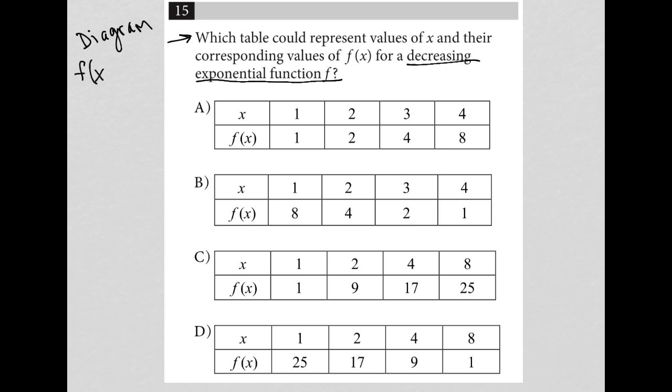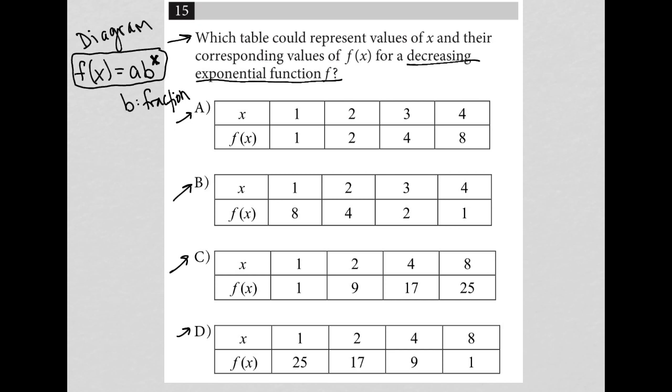this. f of x is equal to a b to the x power, right? That's what makes it exponential. And because it's decreasing, I know that my b has to be a fraction. All right, so all I'm looking for is which one of these answer choices could easily fit into this equation.